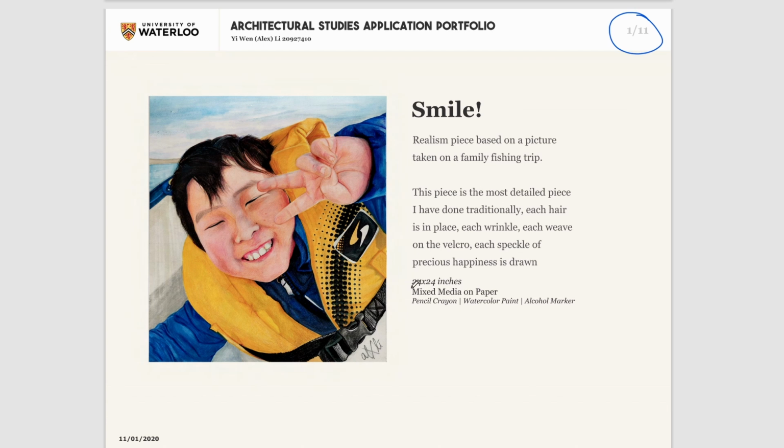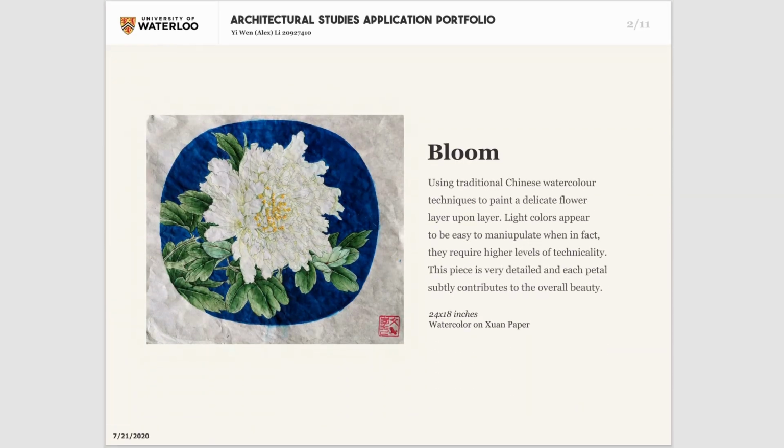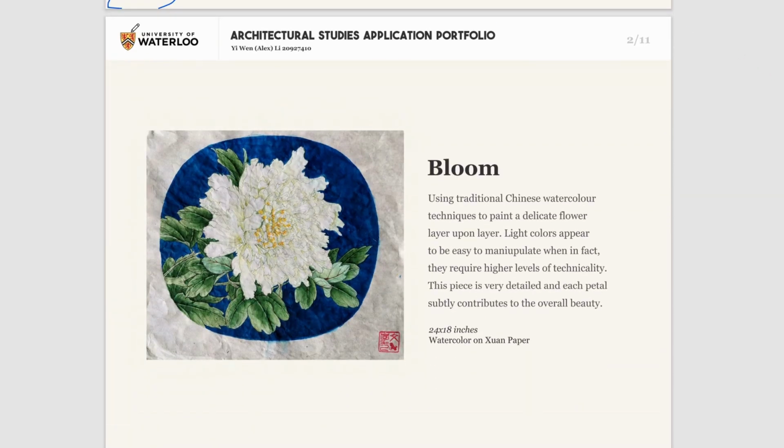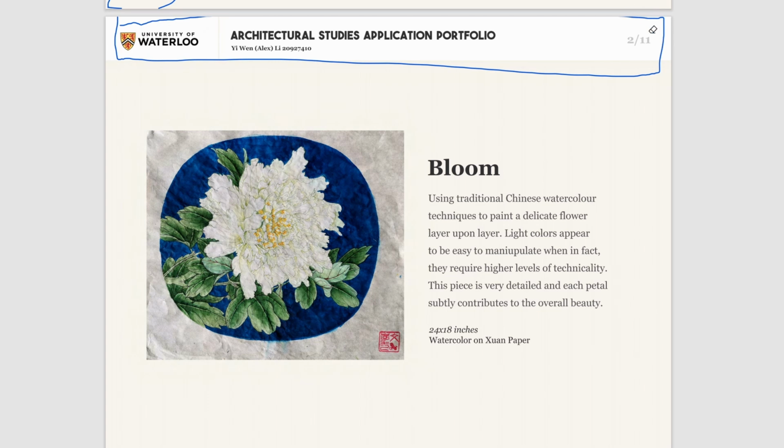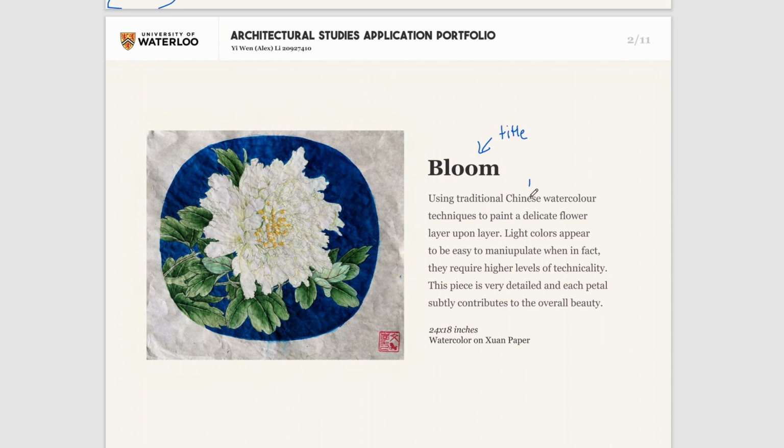So this is 24 by 24 inches, mixed media on paper. And then I put the date of each piece down here. So that is a small detail if anyone notices. And you can see here, I keep the same header, just so we have consistency and it makes it look much more professional. All right, so we have our second one, and the way I structure these is title and then description.